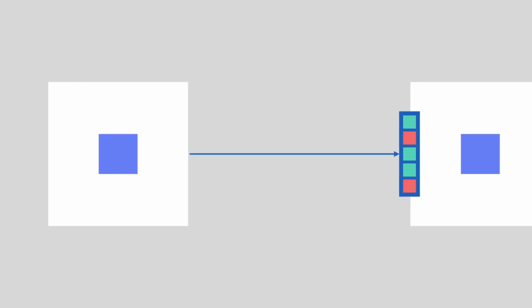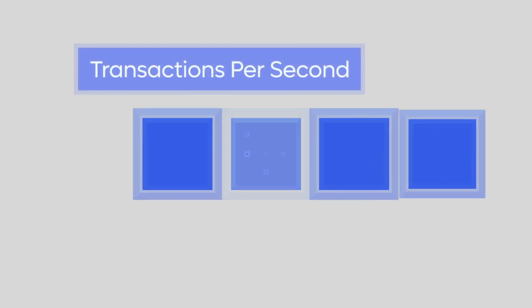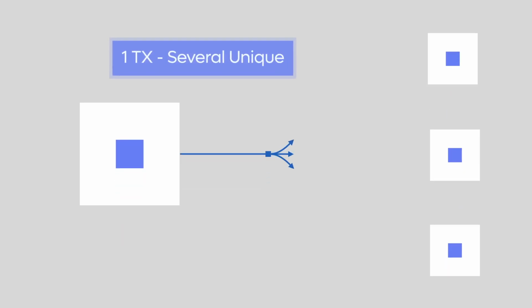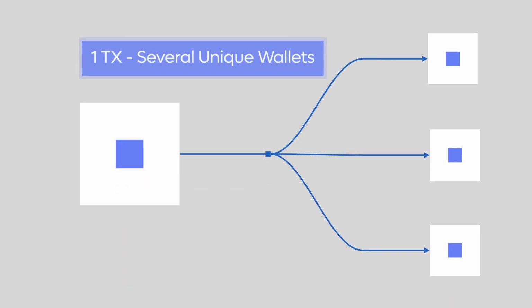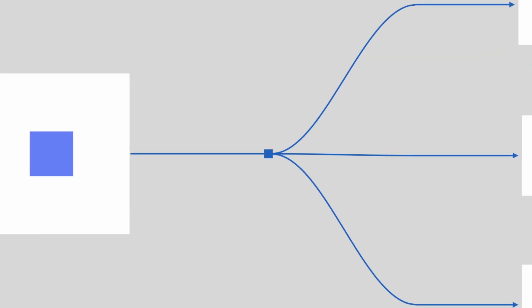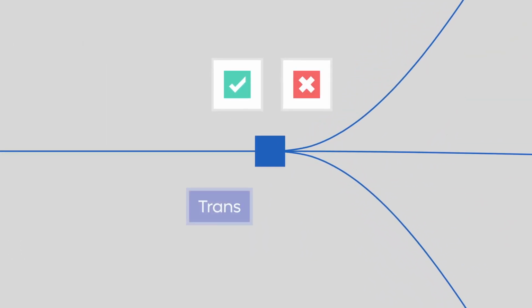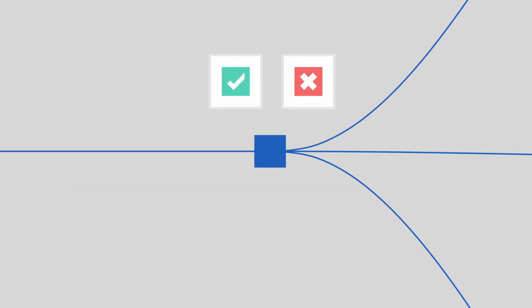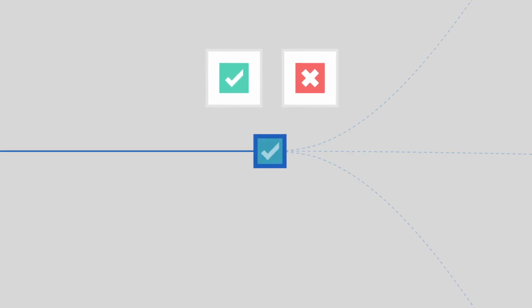Cardano's eUTXO model is able to process multiple transactions from a single transaction, a game changer when thinking about concepts such as transactions per second. Furthermore, users can also send assets to several unique wallets in a single transaction, thus reducing costs. The success or failure of transaction validation depends only on the transaction itself and its inputs, and not on anything else on the blockchain. As a consequence, the validity of a transaction can be checked off-chain before the transaction is even sent to the blockchain.